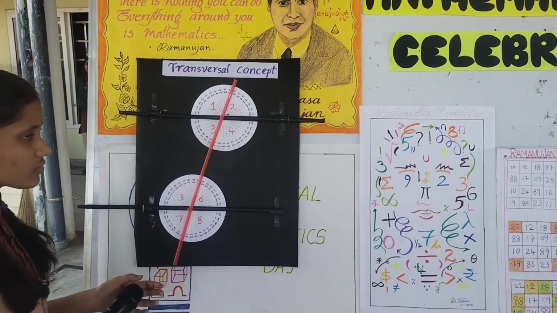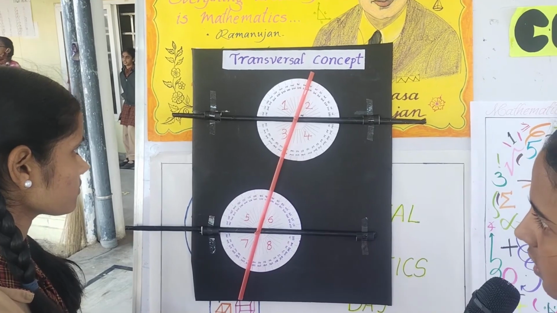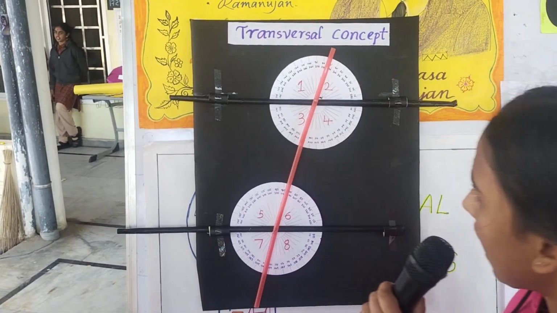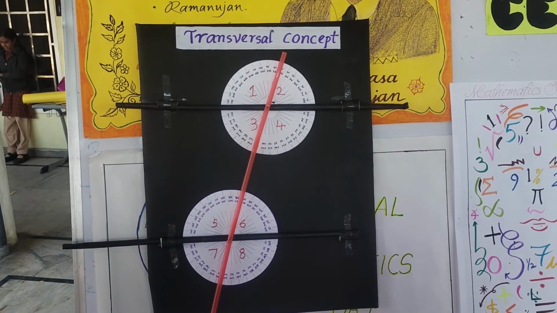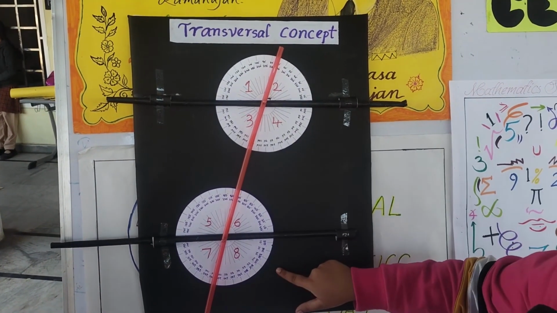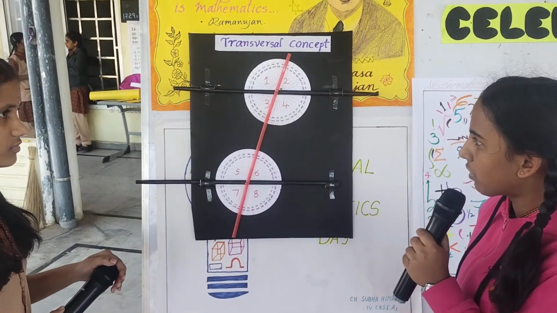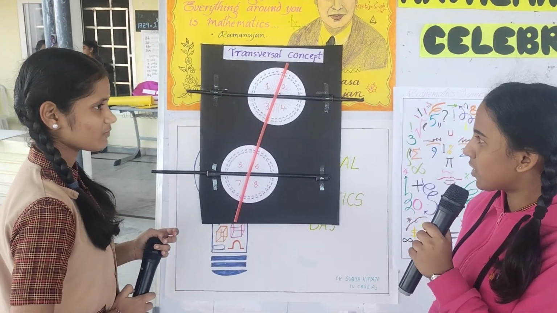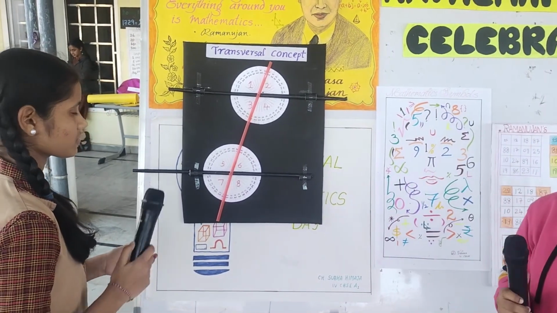Let's move on to the corresponding angles. So here angle 1 and angle 5 are corresponding angles. They are equal. As you can see, angle 1 measures 100 degrees and angle 5 also measures 100 degrees. And you can also see that angle 2 and angle 6 are corresponding angles. Angle 4 and angle 8 are corresponding angles. Angle 3 and angle 7 are corresponding angles. In every transversal which passes through two parallel lines, there are 4 pairs of corresponding angles which are equal.